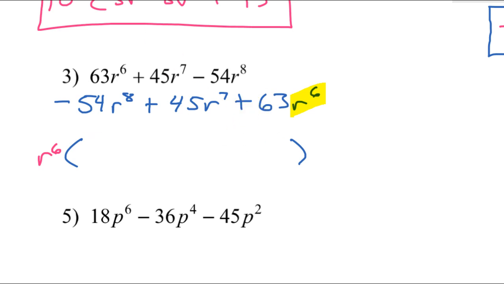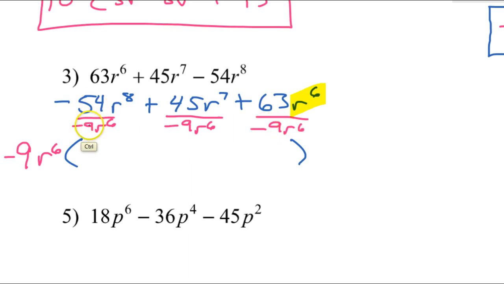Okay, I know that they are all divisible by 9. So I think I'm going to try that first. Now, the leading coefficient is negative, so I'm going to go ahead and do negative 9 for my GCF. So that means I need to divide everything by the GCF. So I'm going to divide everything by negative 9 r to the 6th power.